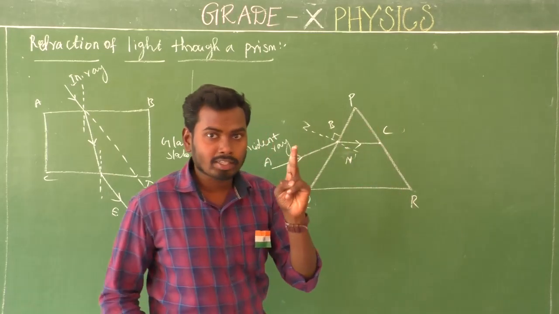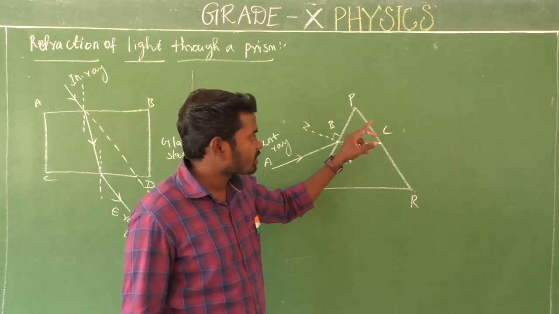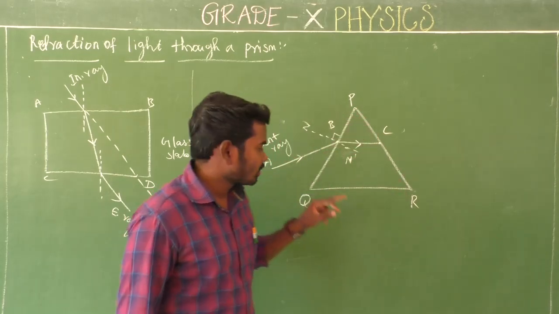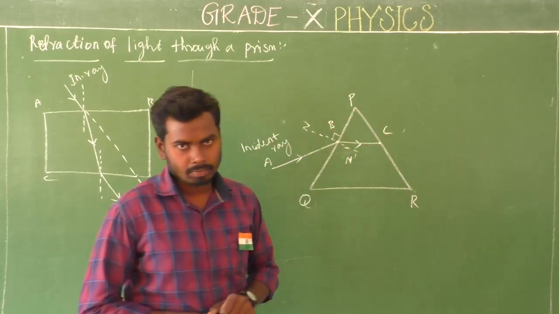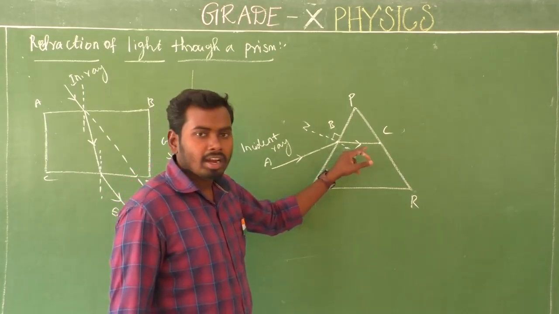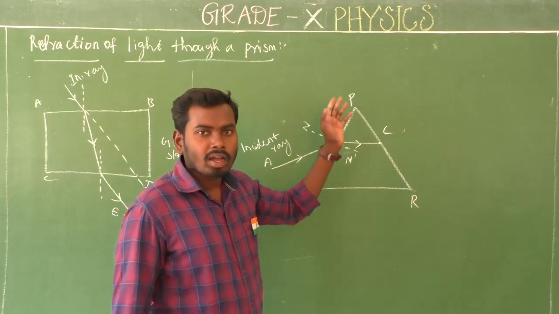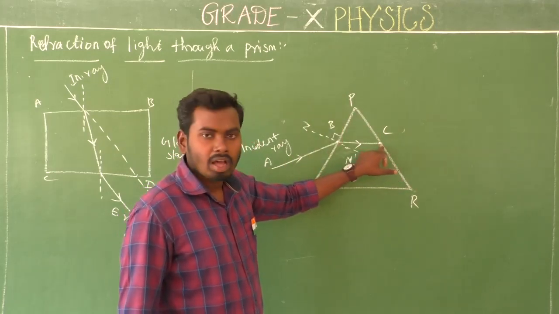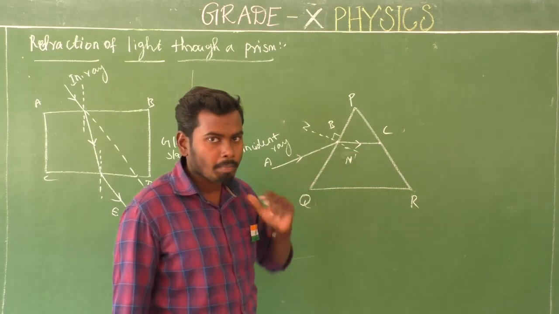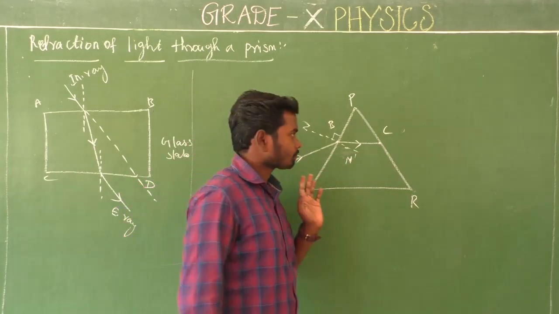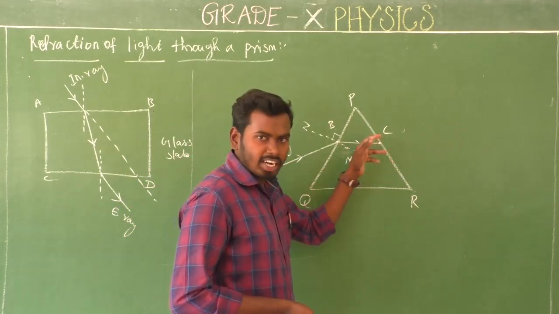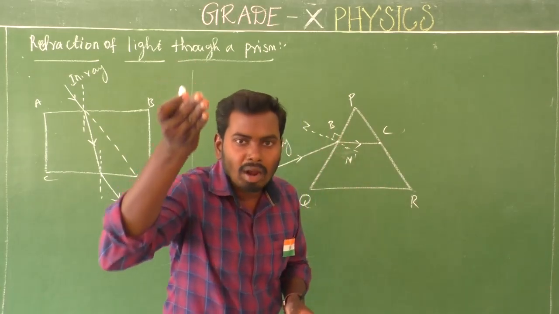This is the first surface and this is the second surface of the glass prism PR. Here the refracted ray falls on the second surface of the glass prism at point C. So point C is the point of incidence. At point C, draw a normal line.